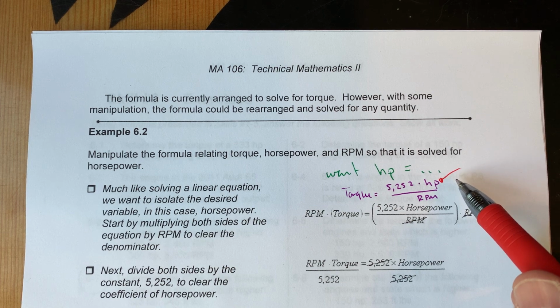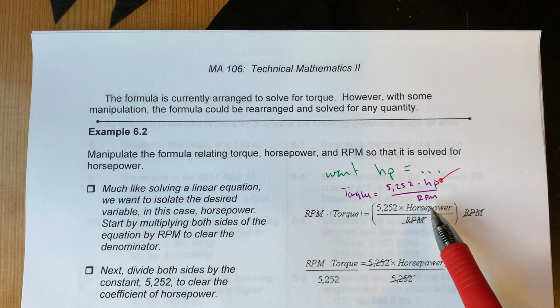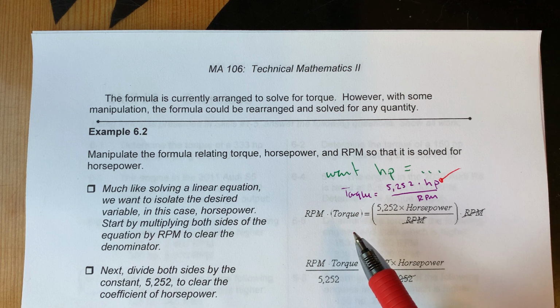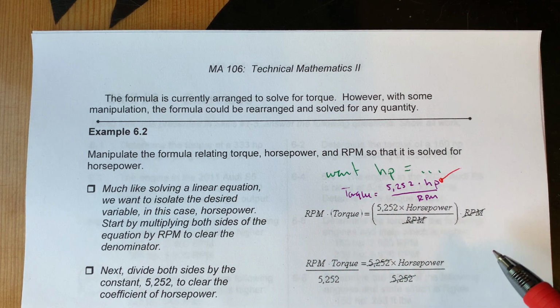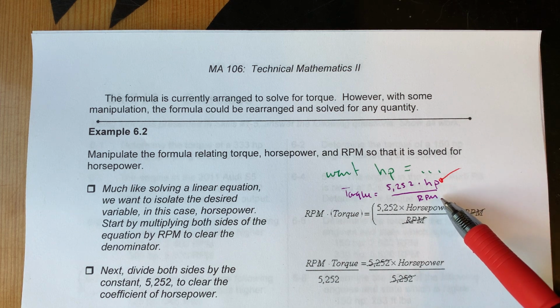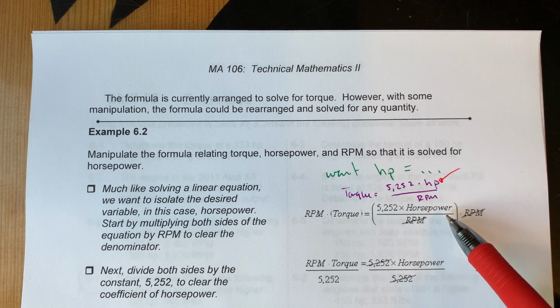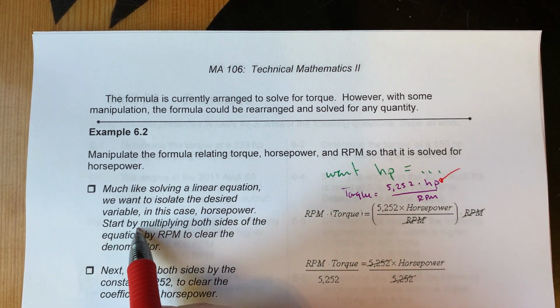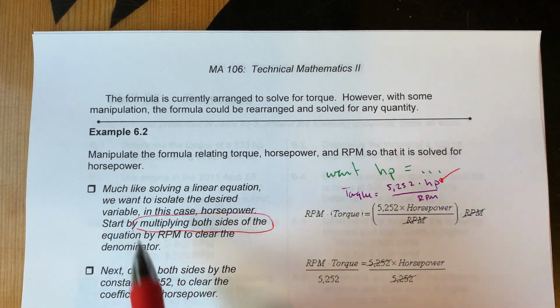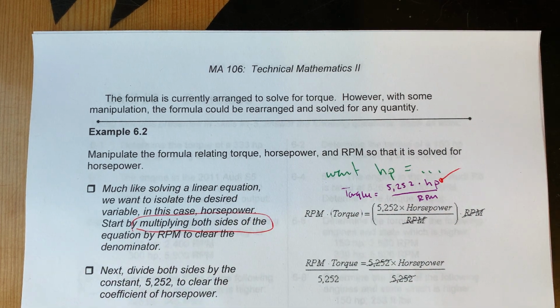So what I'd like to do is shift everything away from the horsepower, right? In the most generic sense, I'm trying to move everything away from horsepower and get it by itself. My first step is I want to get rid of the RPMs that are on the bottom. So this is divided by RPMs. How do I get rid of division? What I'm going to do is multiply both sides by the RPMs.